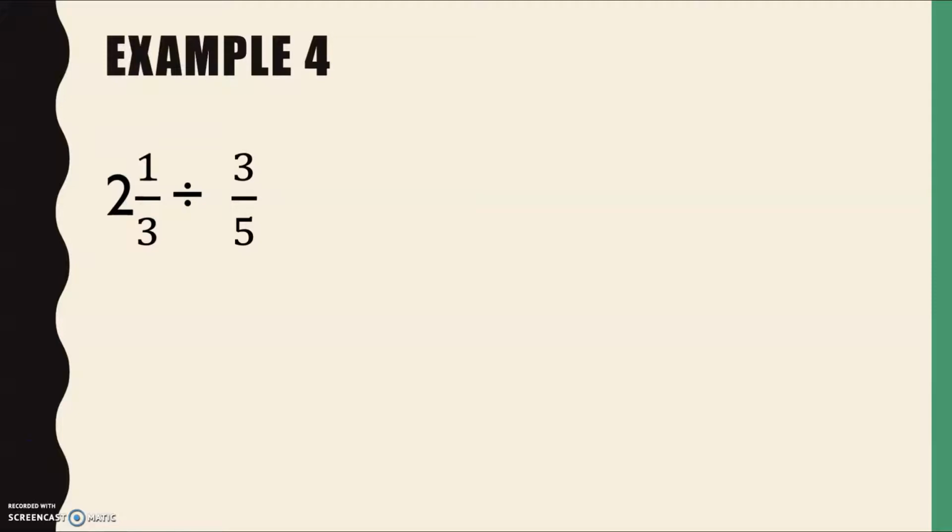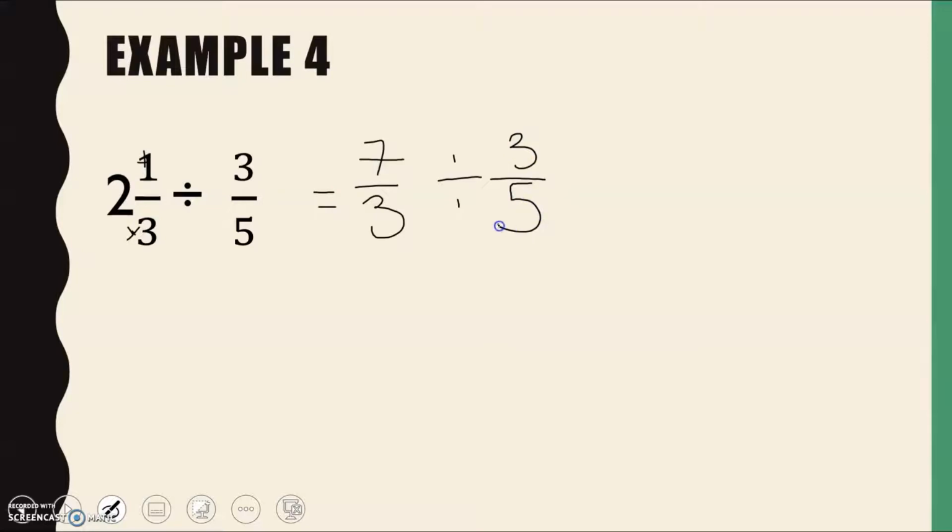So, for example, remember to make top heavy, I do my whole number times by the denominator. So 2 times by 3 is 6, but we've got to add that 1, so that's going to be 7/3. My other fraction is not top heavy, and I'm just going to write it out exactly as it is. I don't want to do too many steps in one and forget.